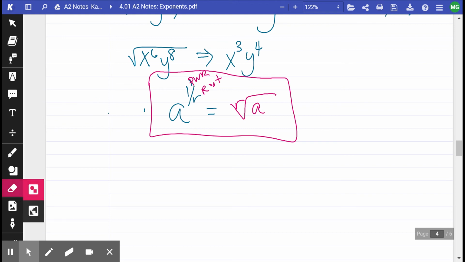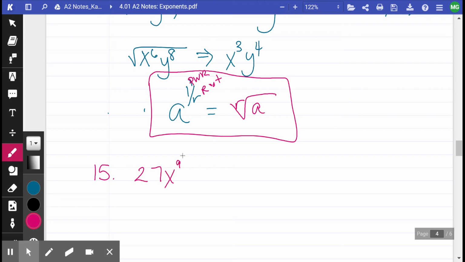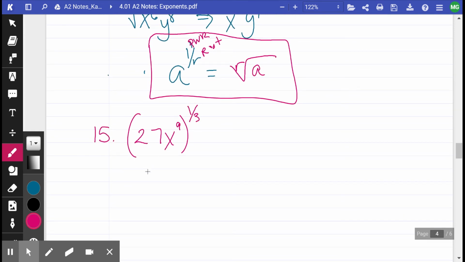So here, I want to move my 15 down a little bit. So I have 27x to the 9th raised to the 1/3 power. So that means the 1/2 power is the square root. The 1/3 power is the cube root. So I'm taking the cube root of 27x to the 9th. So you can find the cube root of 27 in your calculator. If you don't know it off the top of your head, you can type in 27 to the 1/3 power, or you can go to your math menu and then use the cube root from there in your calculator.